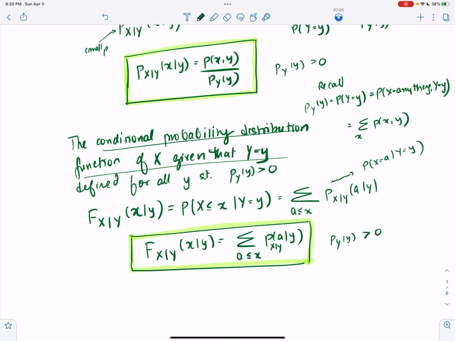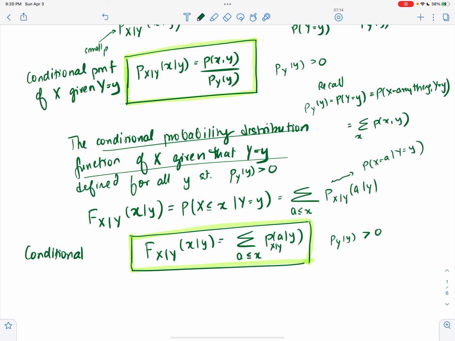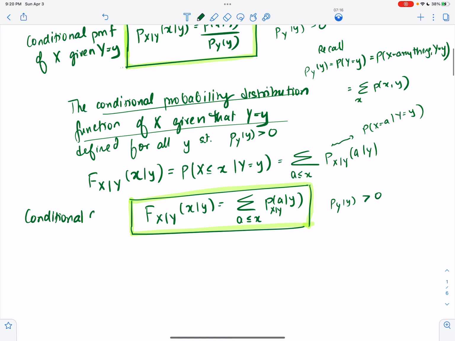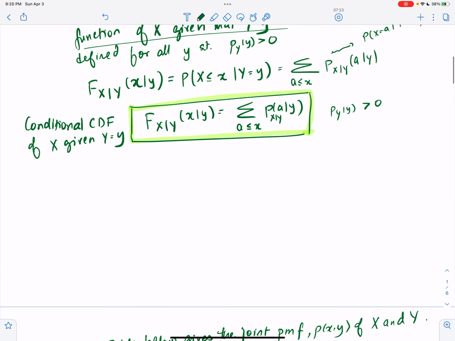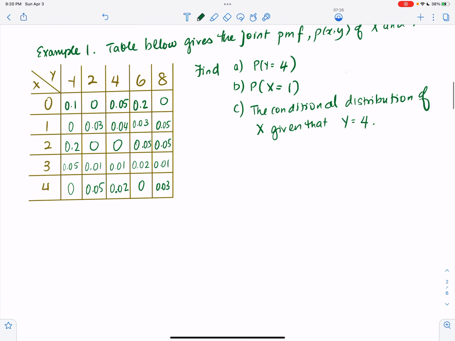And I'll just write down what they are. This is the conditional PMF of x given y equals y. And this is the conditional CDF, or distribution CDF, of x given y equals y. Okay? So let's take a look at an example.